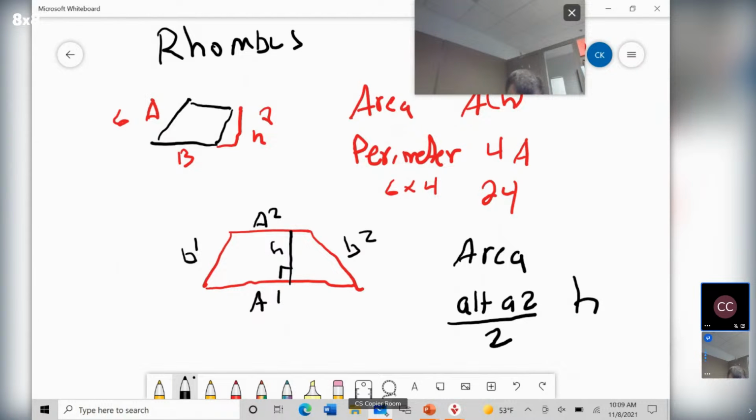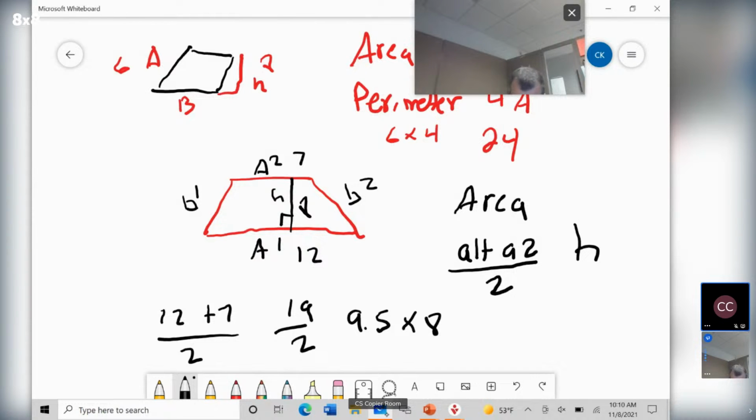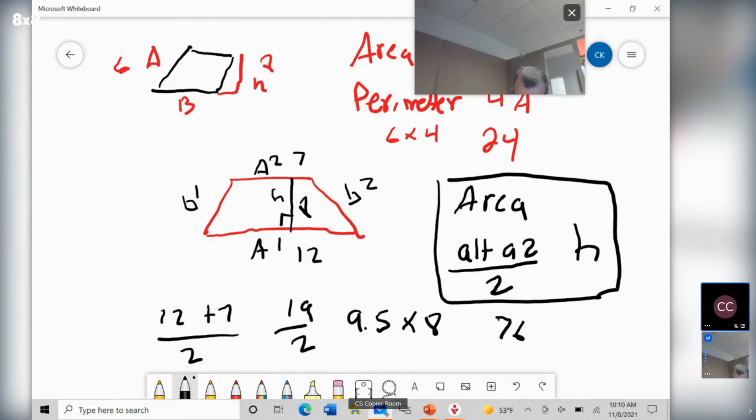Okay, so let's say A1 is 12 and A2 is, we'll say 7. So A1 plus A2, that's going to be 12 plus 7 over 2. So that's going to be 19 divided by 2, which is 9.5. And let's say in this case, the height is, we'll say 8. Then you would just multiply 9.5 times 8. And that's 72 plus 4 is 76. 9.5 times 8 is 76. And that's the area formula right there. So it's side A1 plus side A2 divided by 2 times the height.